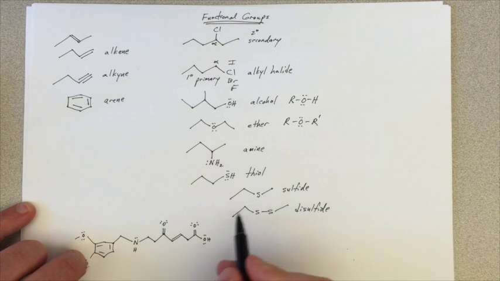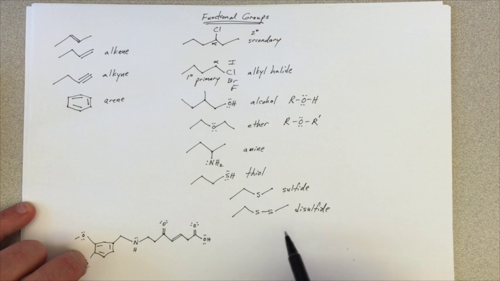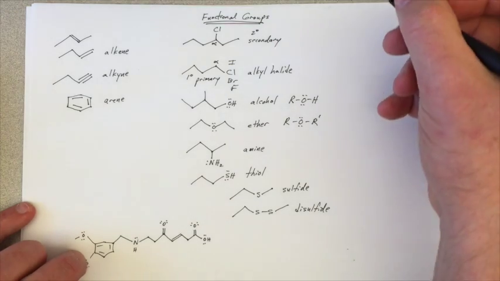The reason I'm mentioning this functional group is because this is very important in protein structure. You may have heard in biology class, if you've taken intro biology, of disulfide bonds, where two cysteine amino acids in a protein bind together through a disulfide bond or bridge that holds a protein together.